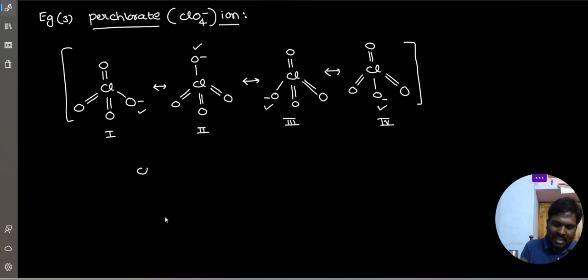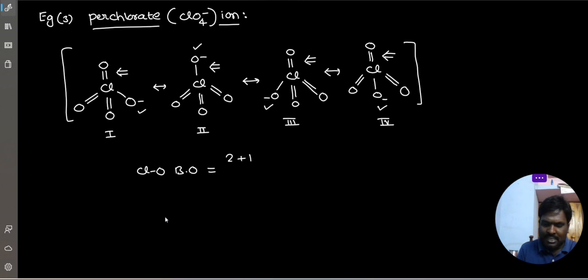Now the ClO bond order: the sum of the bonds in between two fixed atoms in all resonance forms by total resonance forms. So now 2 plus 1 plus 2 plus 2, by total how many? 4. So 7 by 4. 7 by 4 means 1.75 is the right answer.